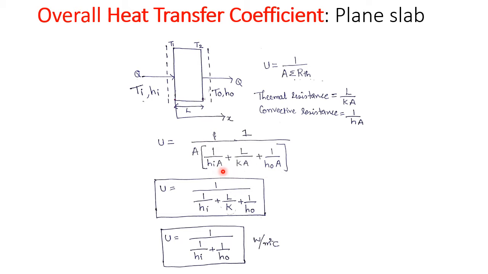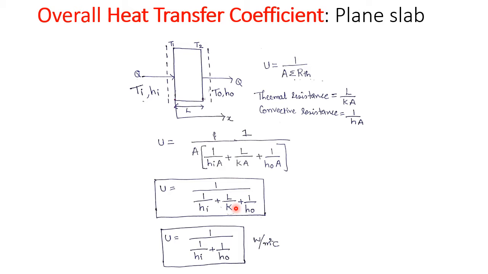So here in the denominator, the A term is everywhere. So I will take the A term as common, and then this A and this A cancel. My final term will remain U = 1 divided by (1 upon Hi plus L divided by K plus 1 divided by H naught). So this is my overall heat transfer coefficient for the plain slab.